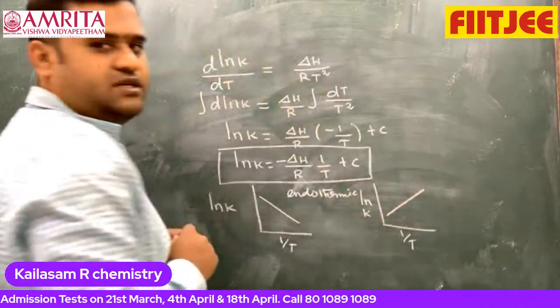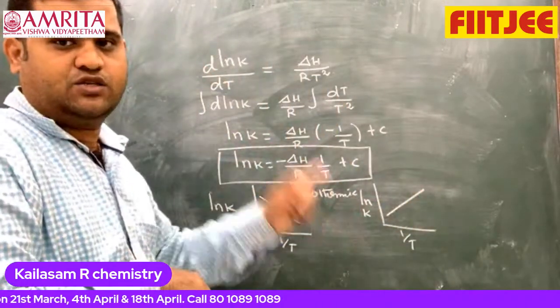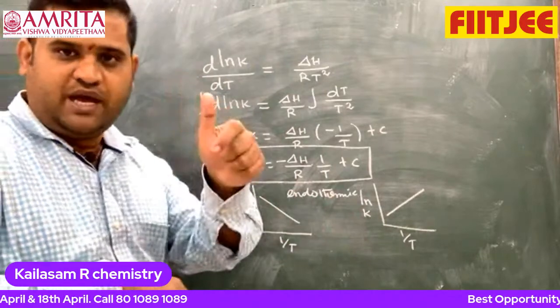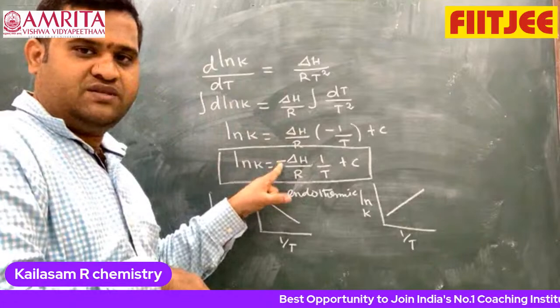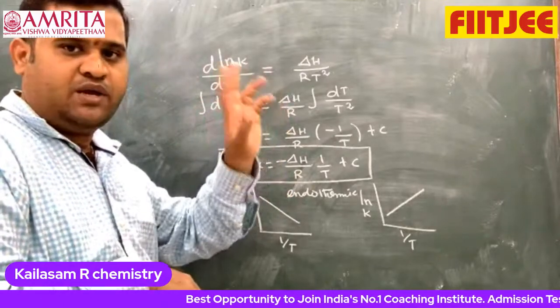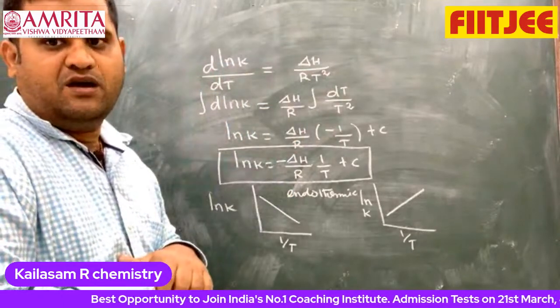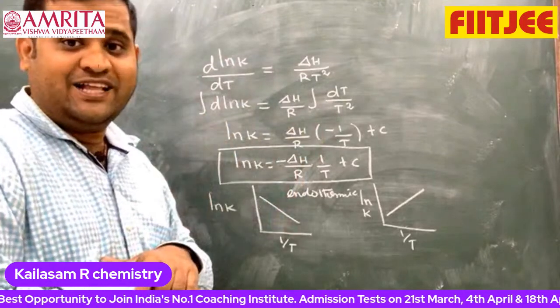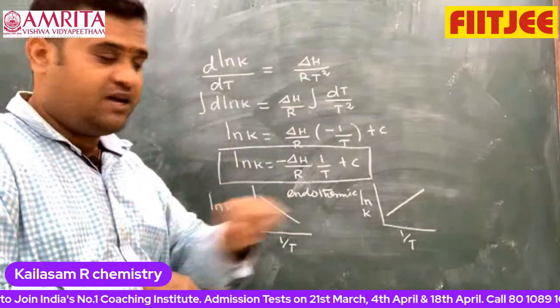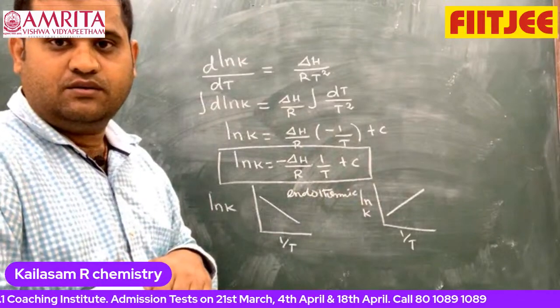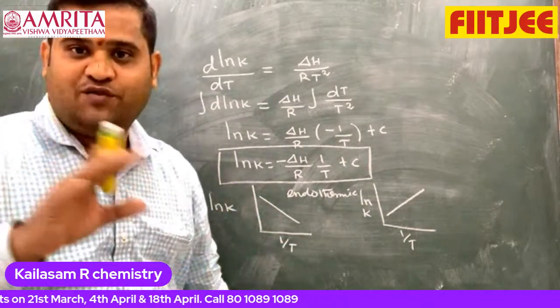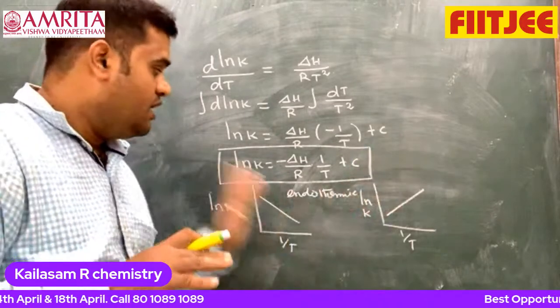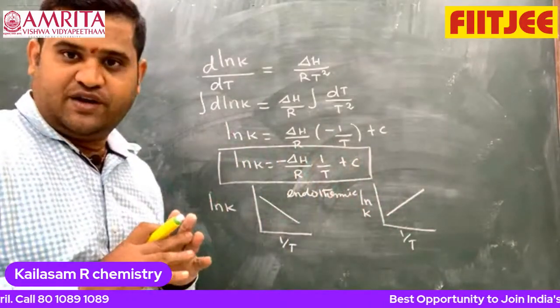Now suppose I am plotting ln k versus 1 by T and I get this graph. This belongs to an exothermic reaction. Why? For an exothermic reaction, delta H is negative, and in this equation itself we have a negative. Negative into negative, you end up with positive. Therefore the slope you get is delta H by R. If the slope is delta H by R, the nature of the reaction is exothermic. If the slope is negative, the nature of the reaction is endothermic.